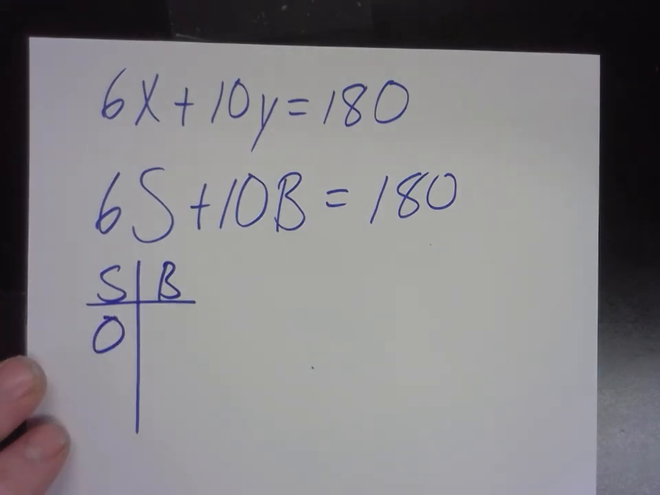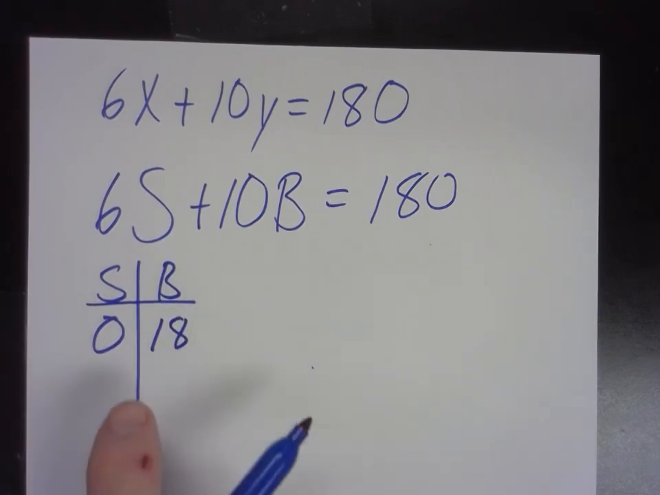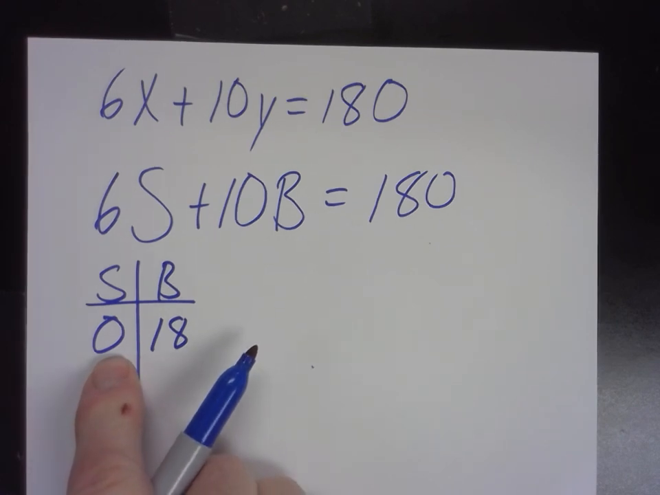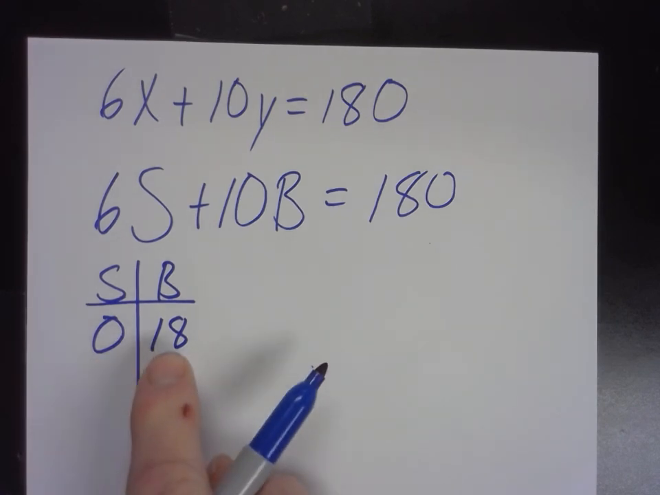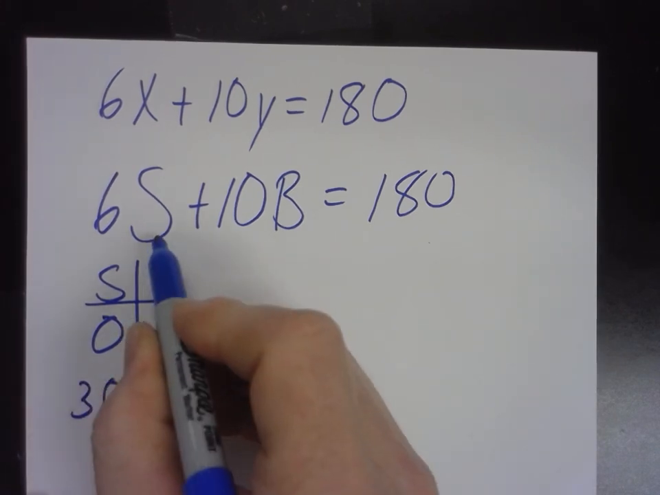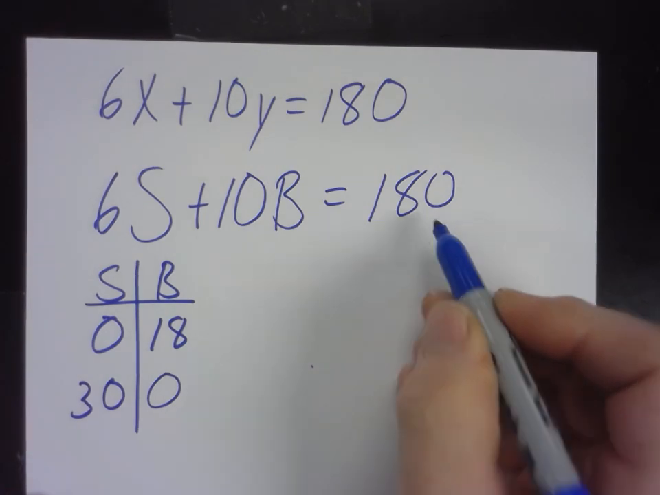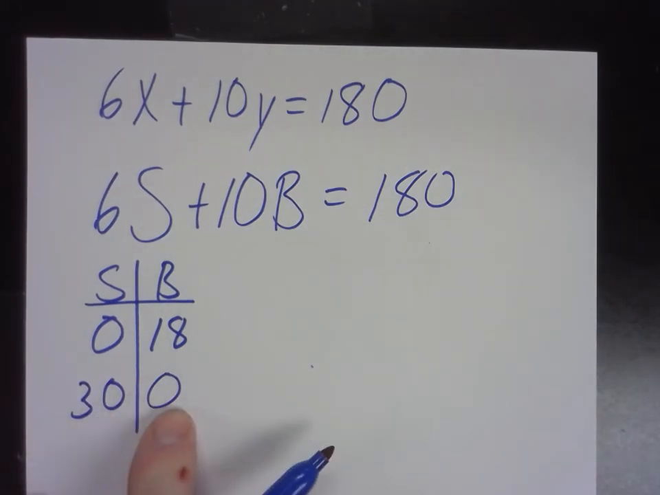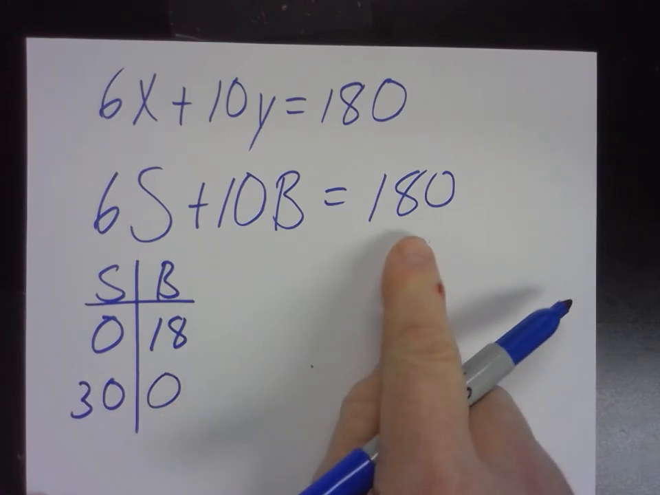If S is 0, what's B? 18. What does that mean? There's 18 tables. If I have 0 small tables at the banquet, I can have 18 big ones, and I can still sit 180 people, right? What if I have 0 big tables? You need 30. We need 30 of the small tables in order to equal 180 people. So I could have 30 small tables, 0 big tables, and I could still sit the 180 people.